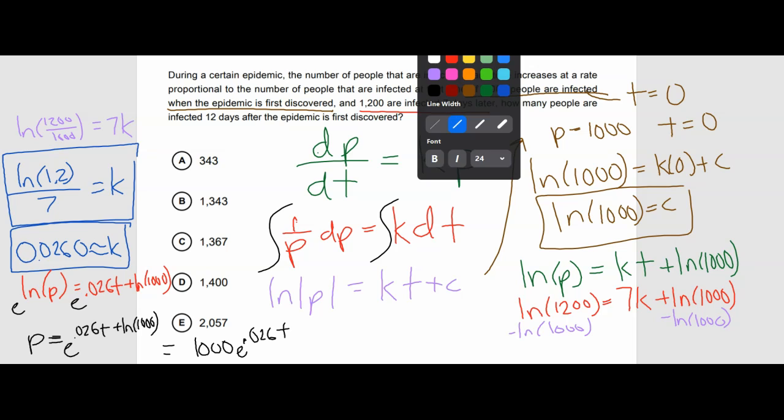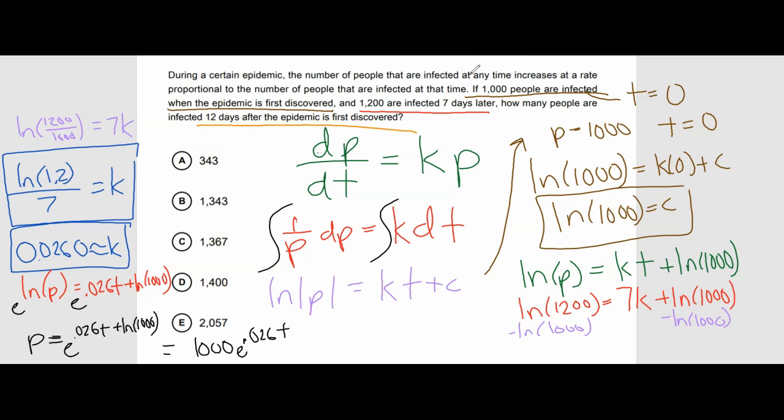Final step. We're trying to figure out how many people are infected 12 days after the epidemic is discovered. Let's substitute in 12 for t. So at t equals 12, p is approximately equal to, and we are rounding to the nearest person, approximately 1,366, or depending on how you rounded that k value, you're going to be somewhere near 1,367.